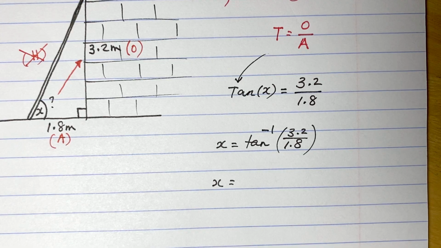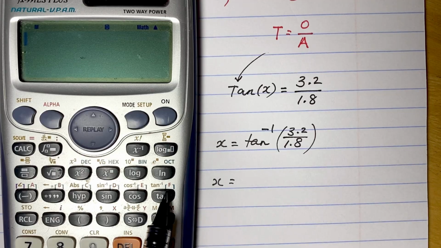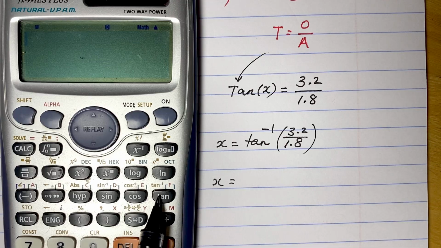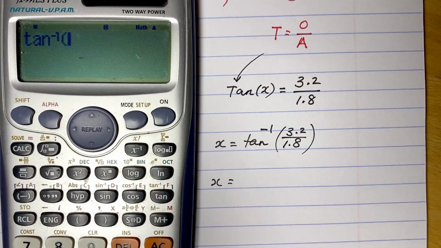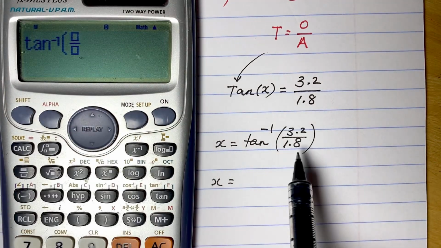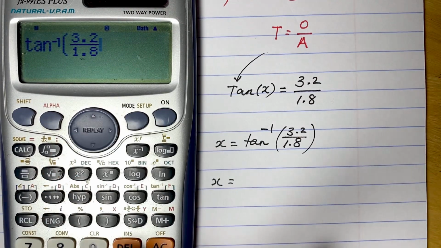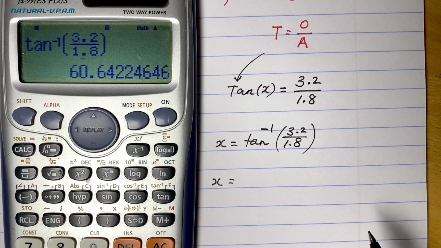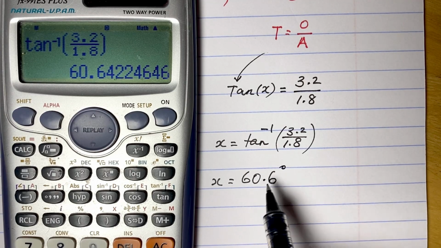So here, you want to go to inverse tan, which is written above the tan. To get to that, you press Shift, tan. You can see tan -1 appears, and you want to enter a fraction, where the top is 3.2 and the denominator is 1.8. Close the bracket. Press the equal sign. It tells you what angle the ladder had made with the ground. Angle of 60.6 degrees.